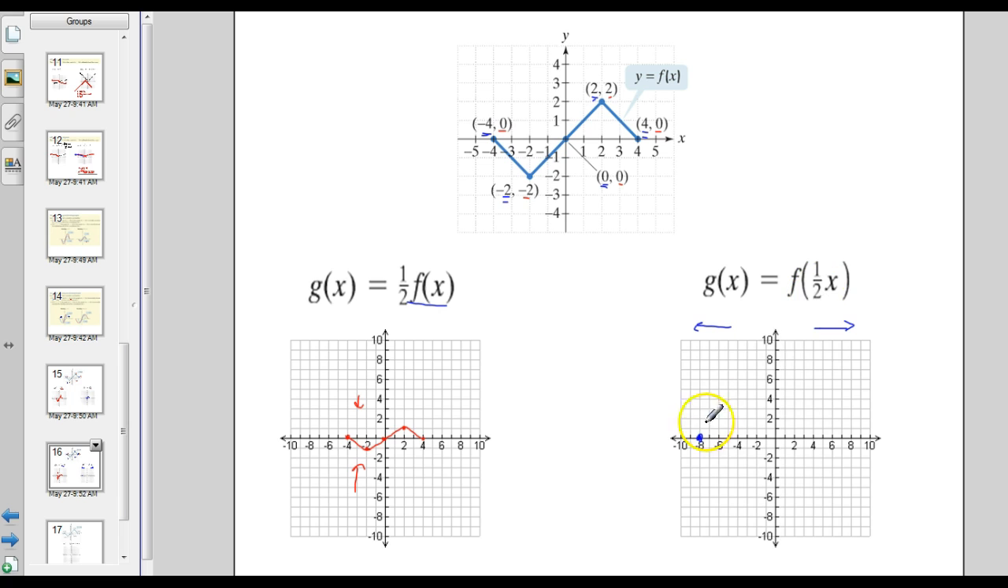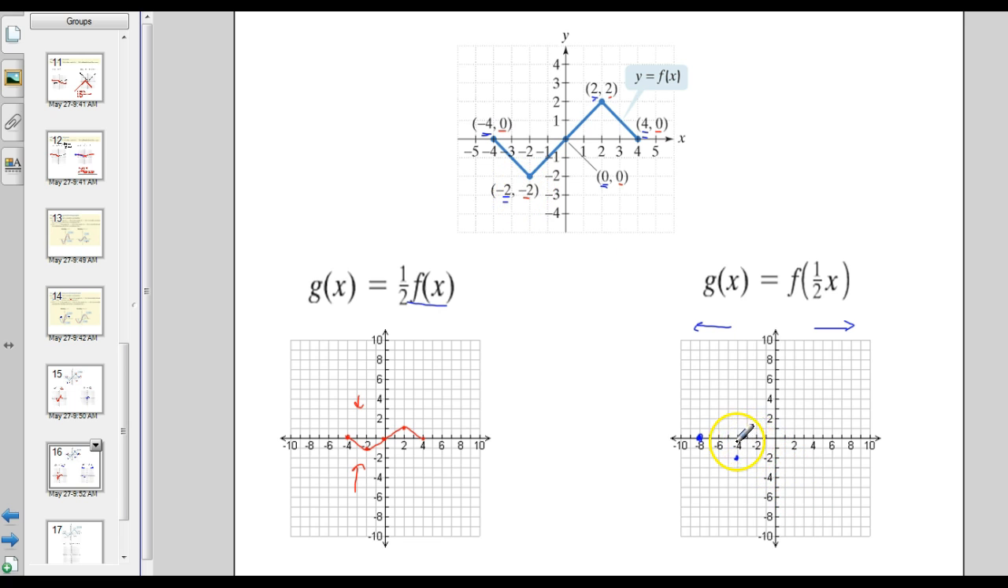What is 1/2 of negative 8? Half of negative 8 is negative 4. And the y-coordinate for negative 4 was 0, so negative 8, 0. Negative 2, 2. The negative 2 is going to take place at negative 4, negative 2. Alright, half of negative 4 is negative 2. And then the y-coordinate, when the x-coordinate is negative 2, is negative 2 also.